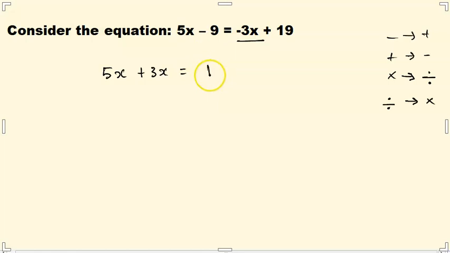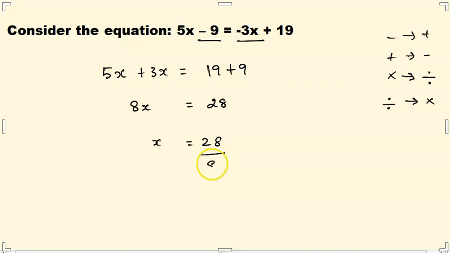Yeah, so now I'm going to keep 19 here and bring this minus 9 to the right hand side, so that would become plus 9. So on adding this together, 8x equals 28. And then x equals 28 by 8. On simplifying further, I'm going to divide it by 4 table, so it becomes 2 and here it is 7. So the solution of this equation is 7 by 2.